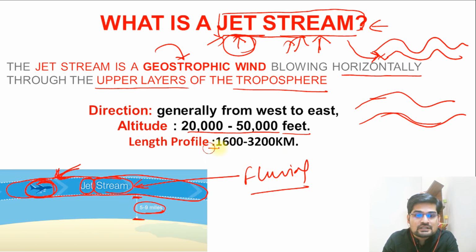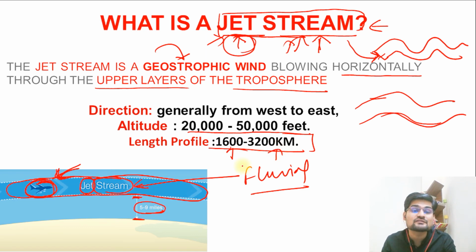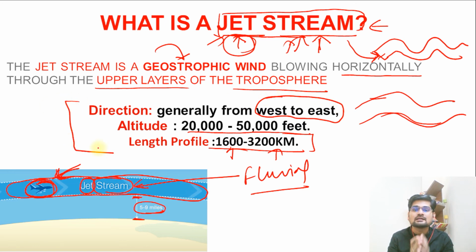And it is almost lengthy up to how much? From 1600 to about 3200 kilometers of length, right? And the general direction is what? It is west to east. So these are certain basic points that need to be kept in mind while discussing jet stream.